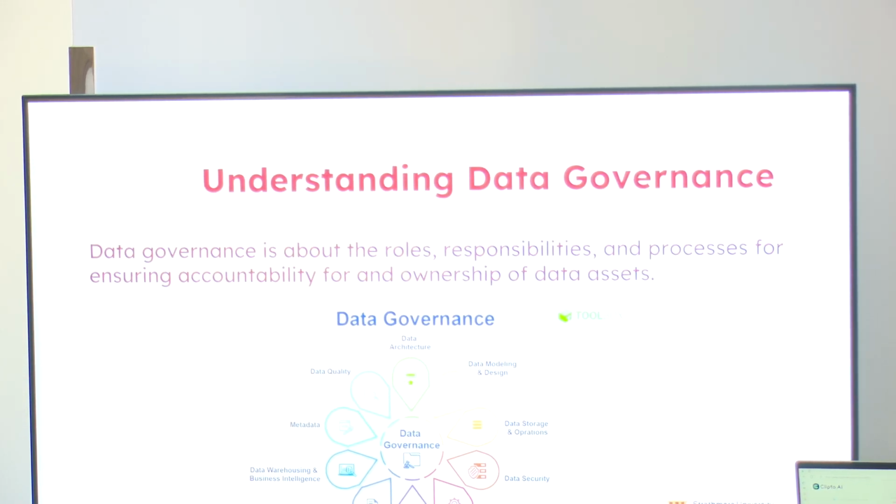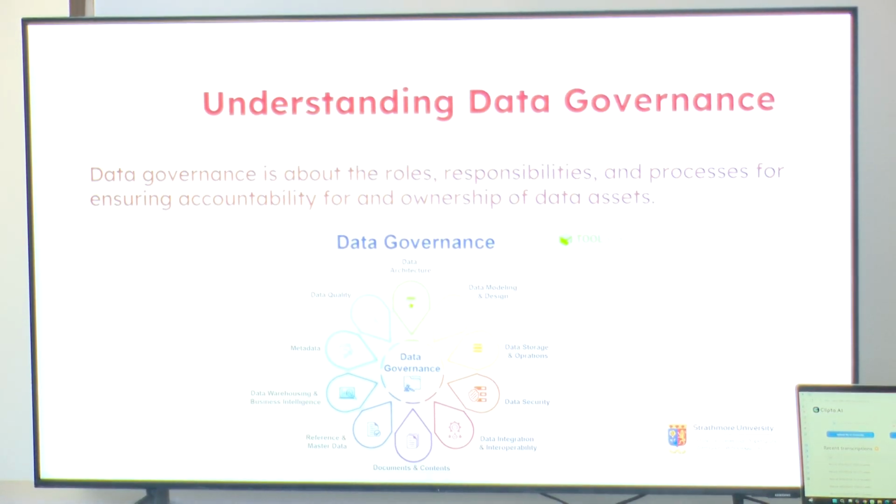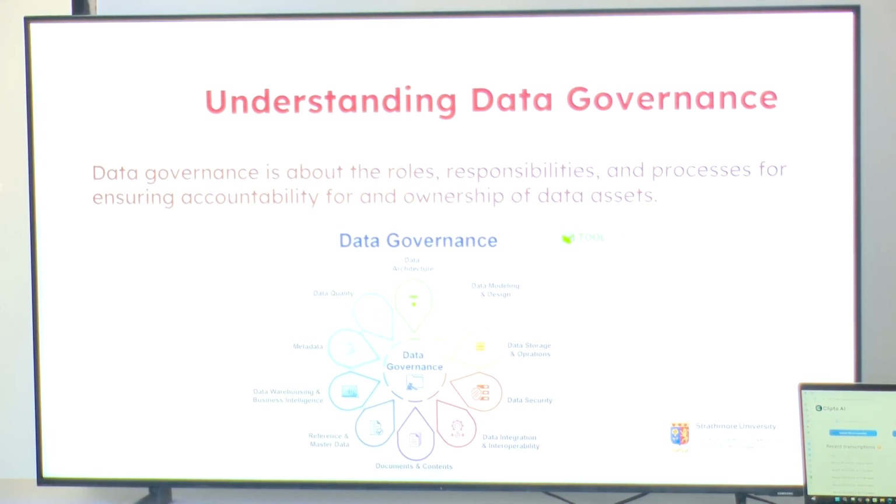So then we have data security there, which now comes in two elements. We have the policy elements of it where we talk about data protection, data security, data privacy. And then we have the slightly more technical elements of it, where we look at areas of cybersecurity, areas of technological elements that are required for data security. Then we have data integration and interoperability, again, slightly more technical aspects. Then you have documents and contents, references to master data, data warehousing and business intelligence. Then we have metadata, and then data quality.